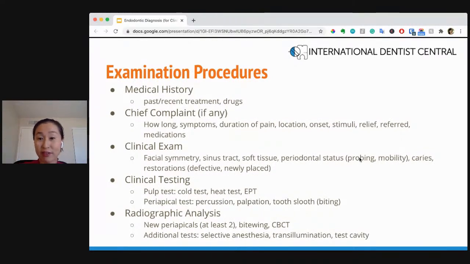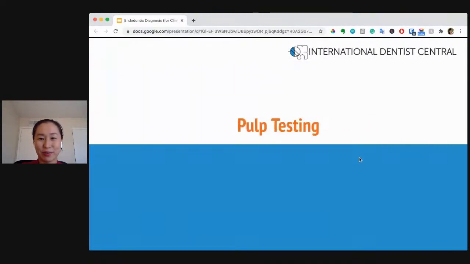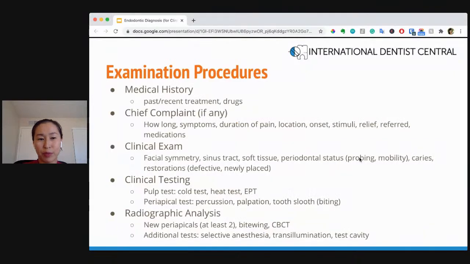So that's the test cavity, but you really want to use it as a last resort because you could be wrong, and you really don't want to do that. It's also very uncomfortable for the patient. So it's just not what you want to do, but it's there for you if you need it.